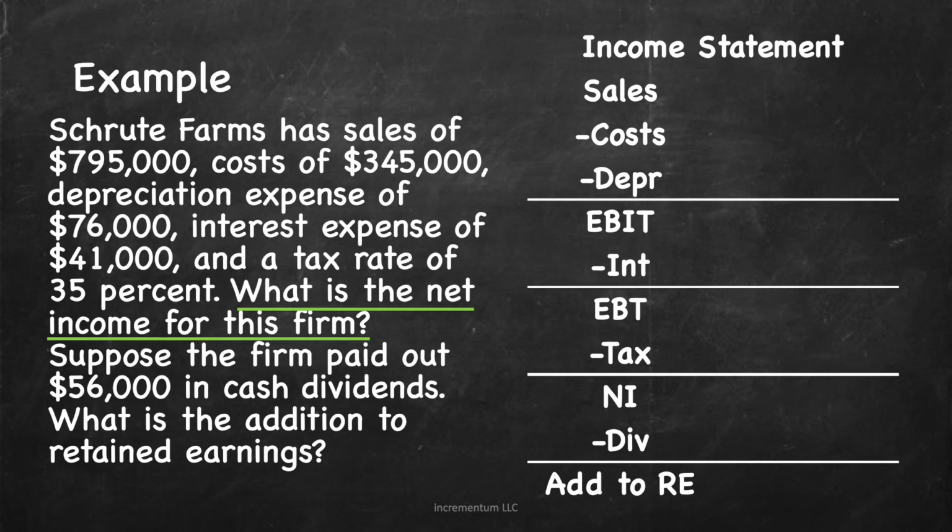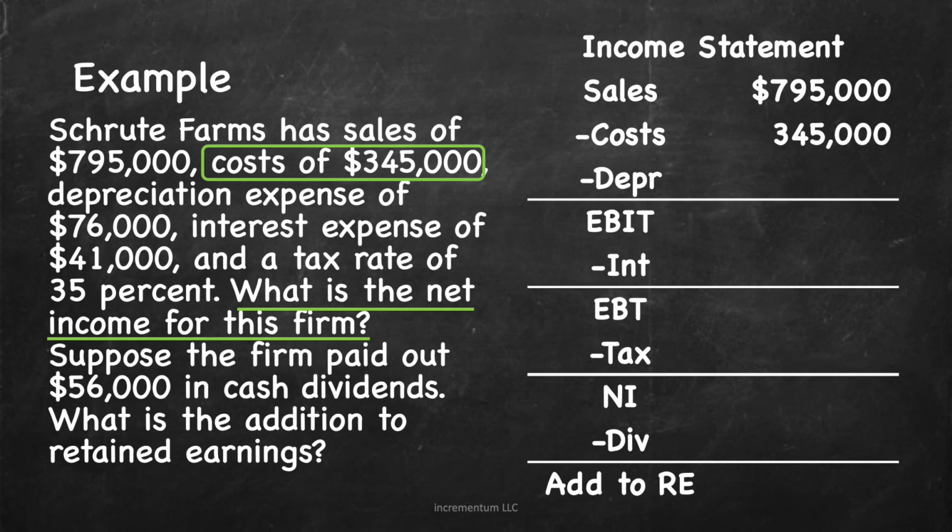The first thing we need on our income statement is sales, and the problem tells us that we have sales of $795,000. So we'll go ahead and plug it in on our income statement template. So now that we have the $795,000 on our income statement, the next thing on our income statement is costs. So if we go back to the problem, it tells us that costs are $345,000. So we'll also put that on our income statement next to costs. So it's that line item.